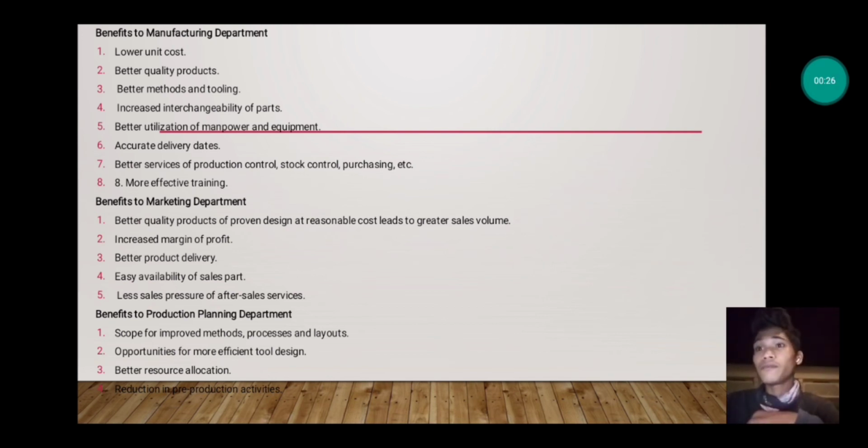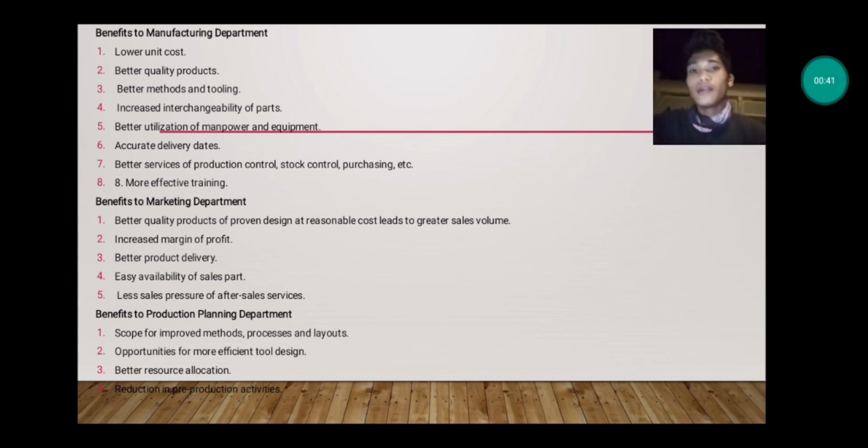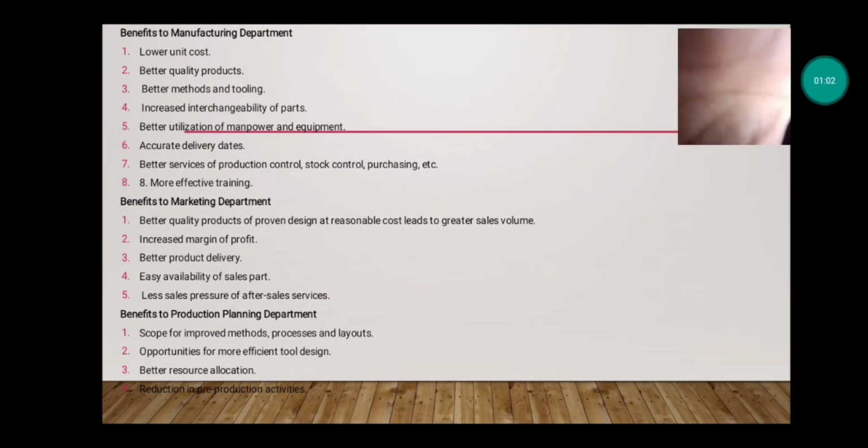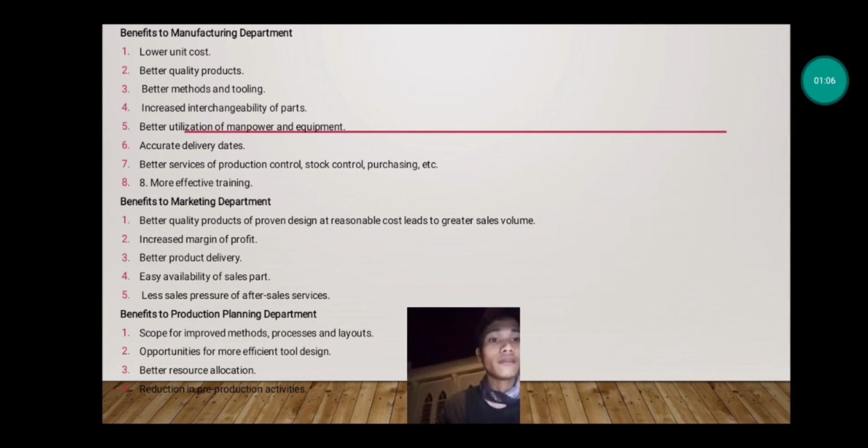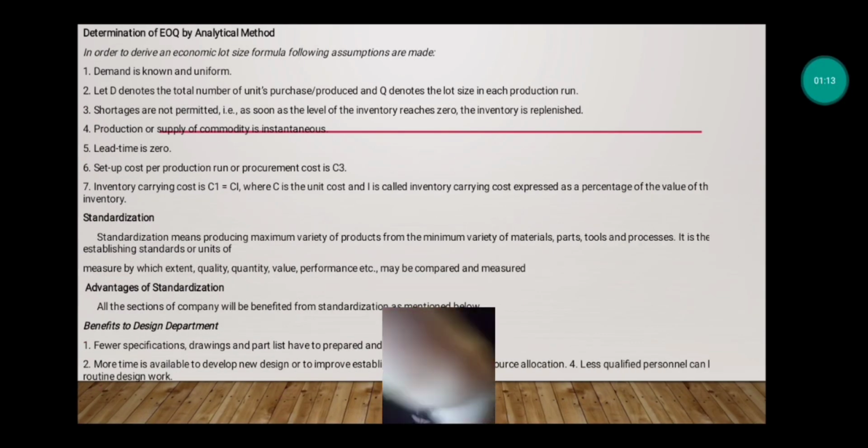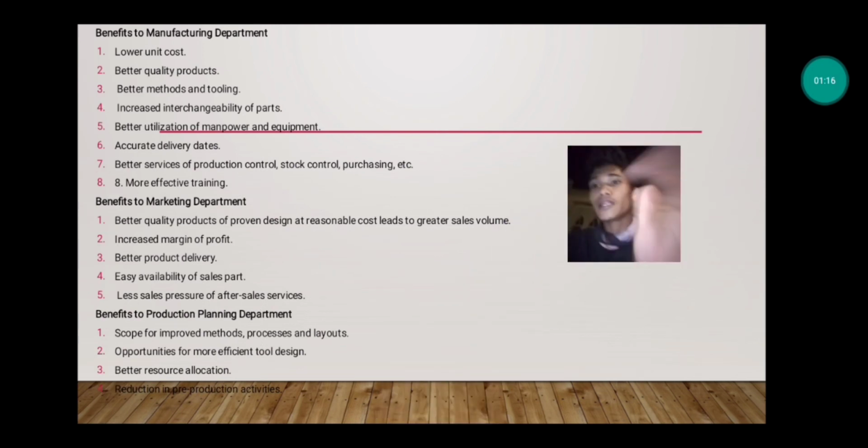From now on, I will discuss the benefits to any organization. First, the benefits to the manufacturing department. First is lower unit cost. When we say lower unit cost, their spending is small. Second is better quality product. Although their spending is small, the quality is good and their product meets the standard.